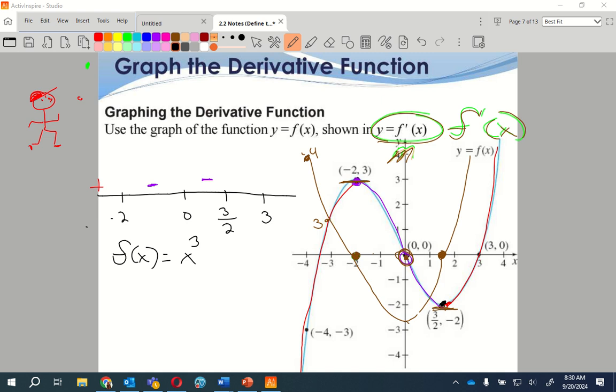If I were to take the derivative of that, that would give me 2x squared. What's that shape? That's a parabola, isn't it? So the shape is important to understand. So the x cubed is my original, like this.